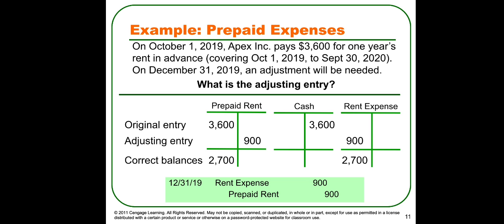Because when the transaction happened at 1st of October, when the business paid the rent in advance, you recorded the prepaid rent 3,600. This amount is an asset. At the end of the year, 900 from this asset has become an expense. So that's why you record the expense 900, you debit the rent expense account, but the prepaid has decreased because you have used the prepaid. So you have to credit the account prepaid rent 900.